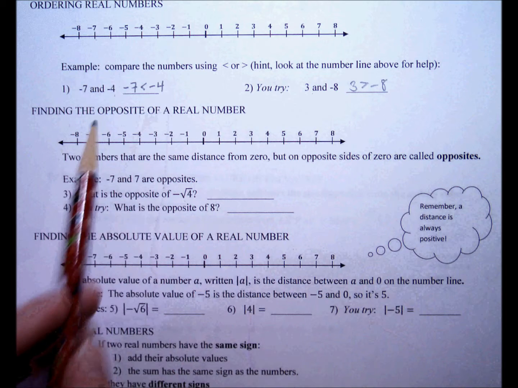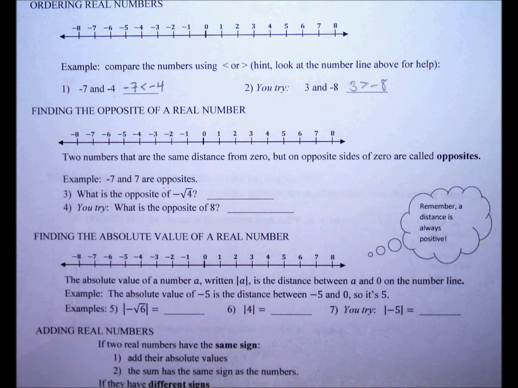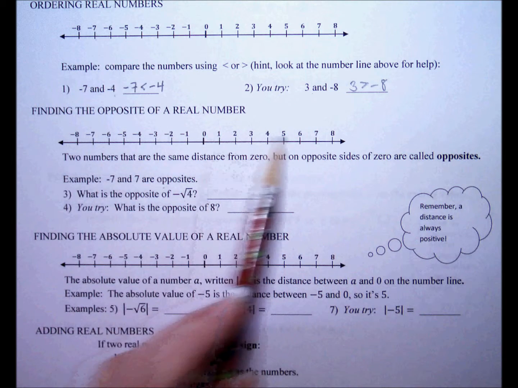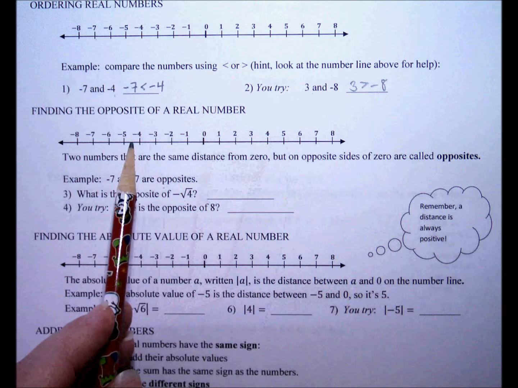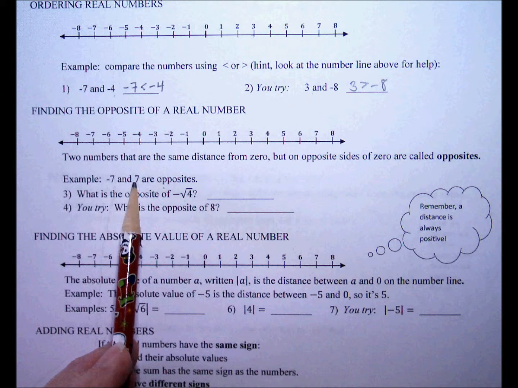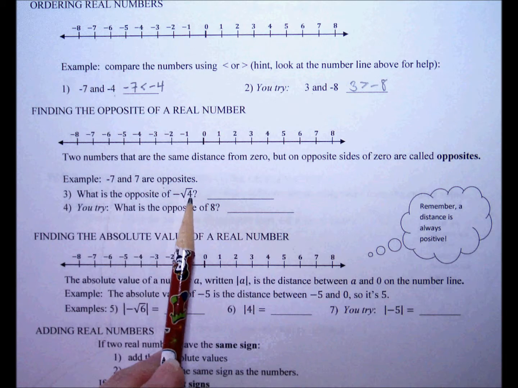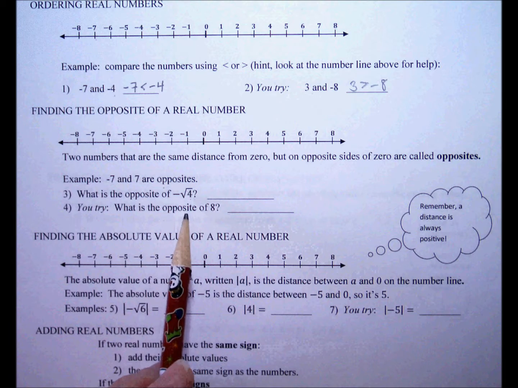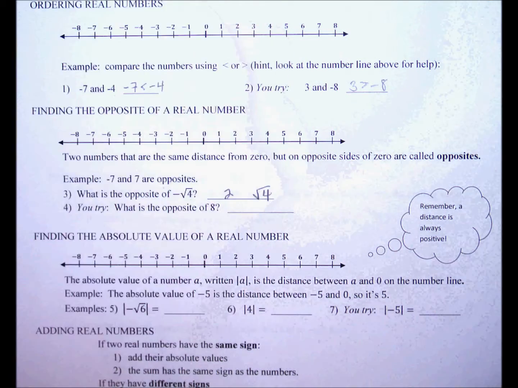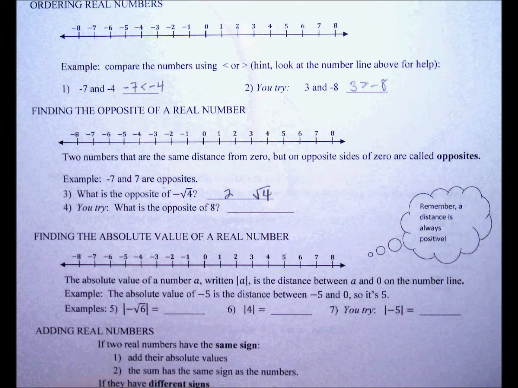So now we're looking at the opposite of a real number. This is a definition. If two numbers are on opposite sides of 0 but the same distance from 0, they're called opposites. So for example, -7 and 7. Negative square root of 4, which is of course -2. What's the opposite of that? Positive 2, or positive square root of 4.